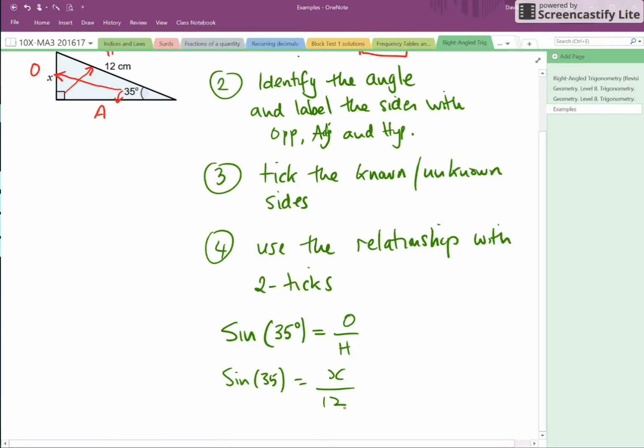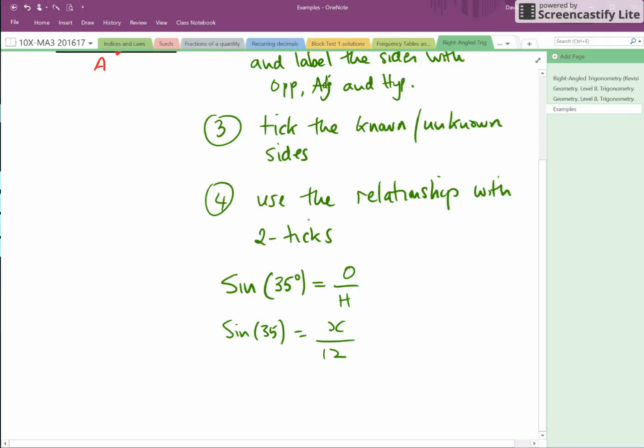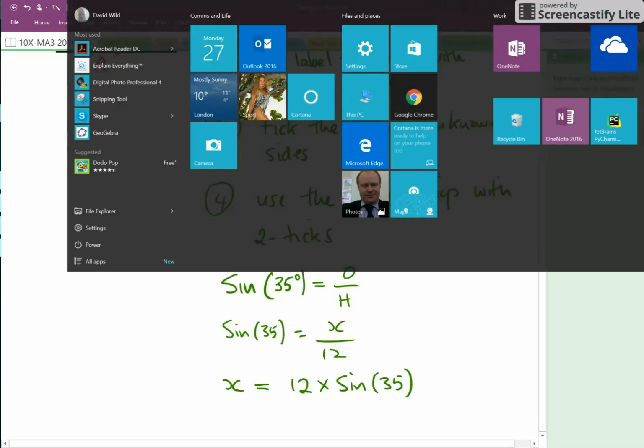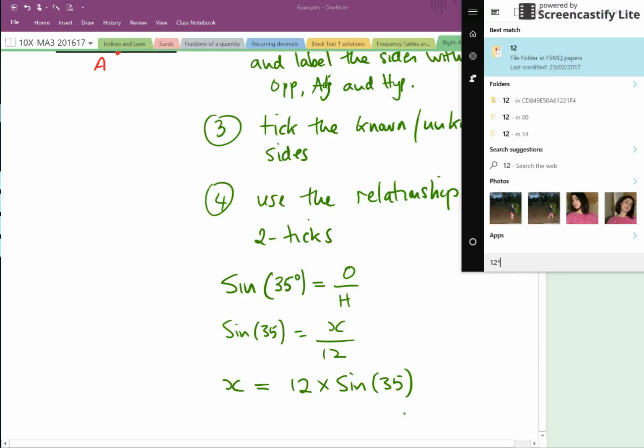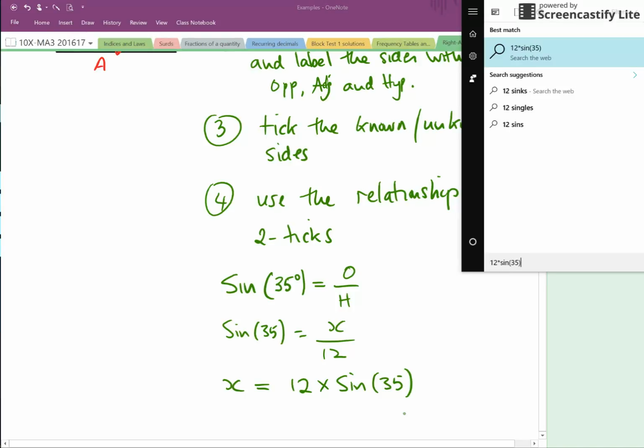which is 12. And then we multiply both sides by 12 to get x on its own. So it's 12 times the sine of 35. And then I'm going to put that into the calculator now. 12 times the sine of 35.